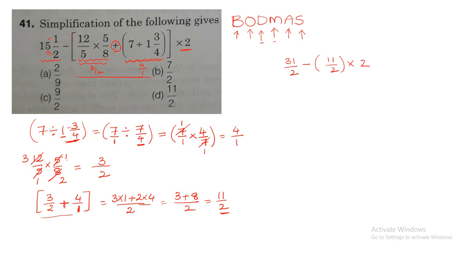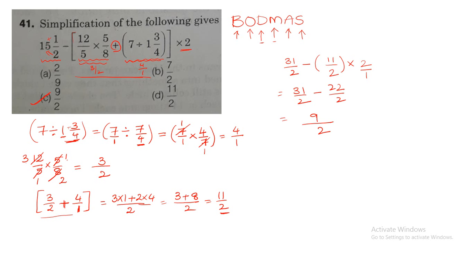Now how to simplify? This 2 into gets cancelled because it is in the numerator and this is in the denominator. So then finally 31 by 2. Instead of cancelling, if you keep it as it is, then directly I can write 11 2s are 22 by 2. If you observe the denominators, they are same. So 31 minus 22 is 9. Okay, so the answer is 9 by 2. Hence the answer is 9 by 2.